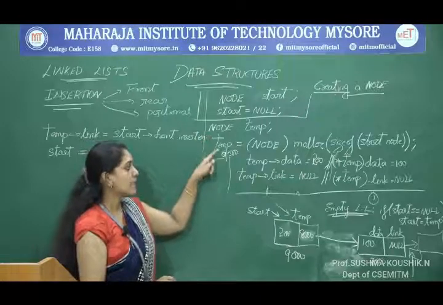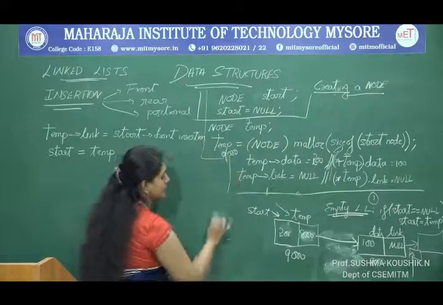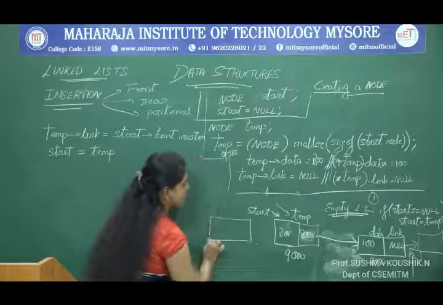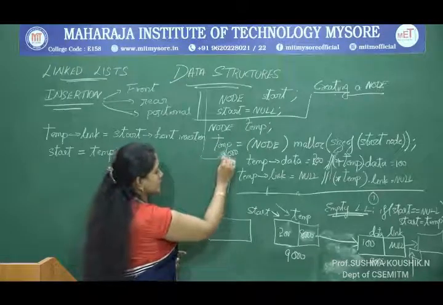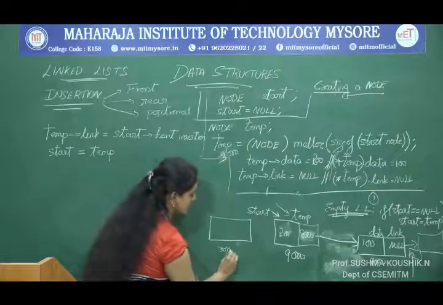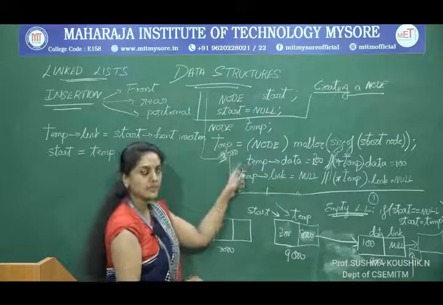Node temp equals malloc, it will create a new node. So this line will help us to create a new node in this fashion. This will fetch some new address for us. We shall assume it is 3000. So 3000 is the new address. In this fashion we get a node, and here it is inserting data for us.